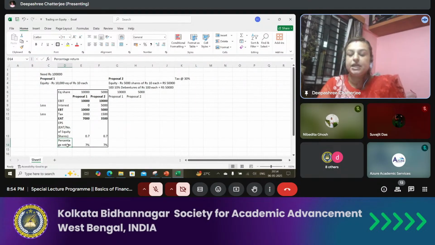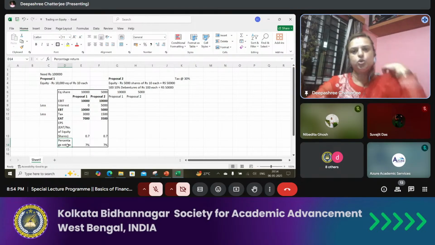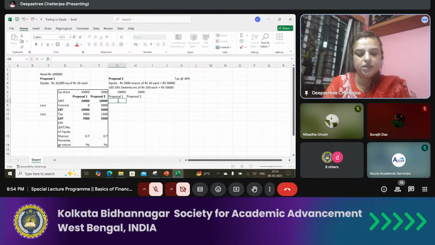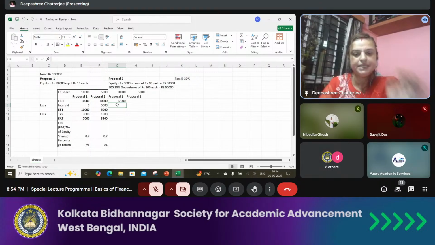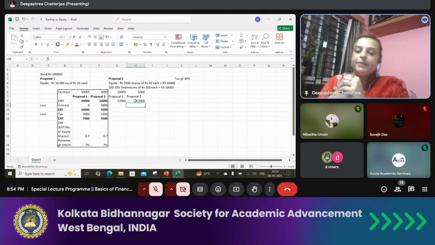Now suppose the EBIT in the next year increases from 10,000 by 20%. So what will a 20% increase on 10,000 be? 12,000. So let it increase by 20%, and it becomes 12,000. In proposal 2 also, it increases to 12,000, right? So the EBIT is now 12,000.